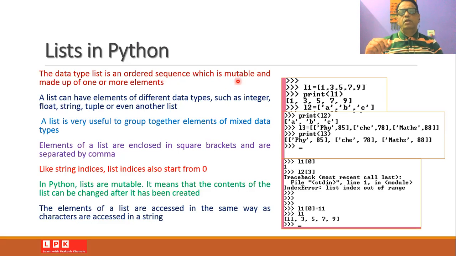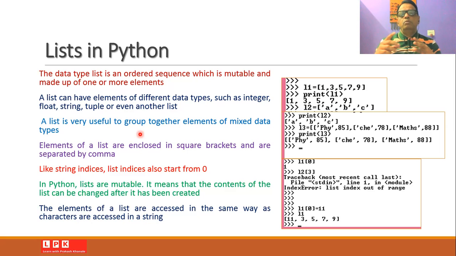The advantage with the list in Python is that it can contain elements of different data types. For example, we can have a list which will consist of an integer number, as well as a float number, or it may consist of a string or a tuple, or it is possible that you can have another list within a list. So list is a very useful data type because it allows us to group mixed elements belonging to different data types together.